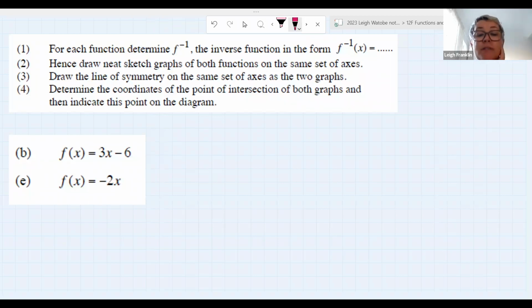Yes, please. Okay, so you're going to sketch the graphs of both. And the line of symmetry. Okay, so once you've done part one and you've got the equations of the inverses, okay, that's perfect. Well done. Now you can worry about sketching them on the axes, putting in the line of symmetry, and then calculating the coordinates at the point of intersection. Okay, good.